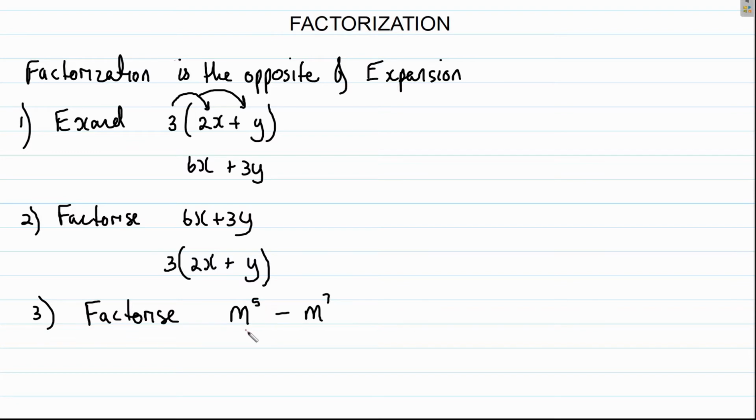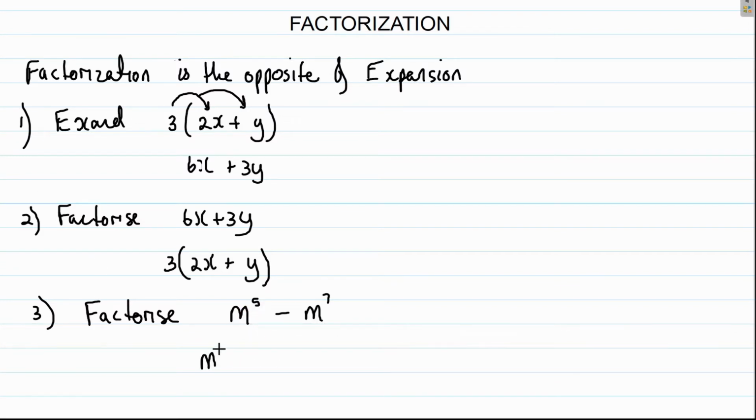Now in question 3, we are asked to factorize m to the power 5 take away m to the power 7. Now m to the power 1 will be the lowest thing that can go into both these two terms. Now remember, I want the highest thing that can go into both terms. Now m to the power 7 is too big to go into m to the power 5, and therefore I can't use it. But m to the power 5 can go into m to the power 7, and therefore m to the power 5 would be the highest thing that can go into both terms.